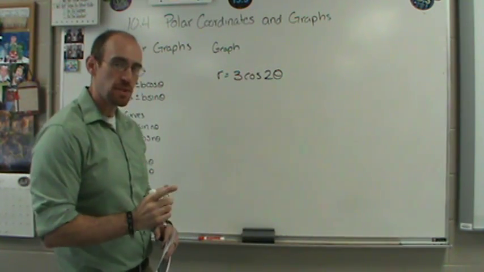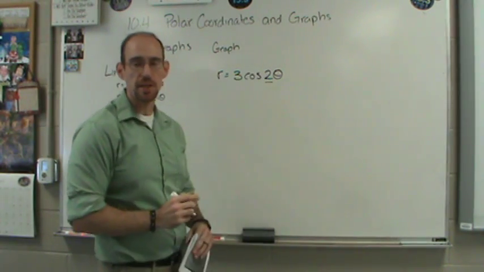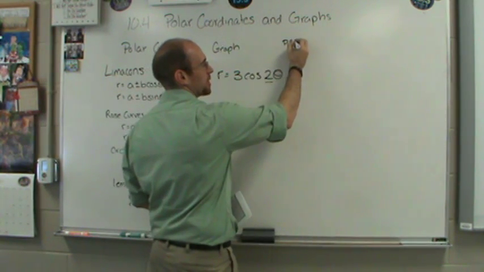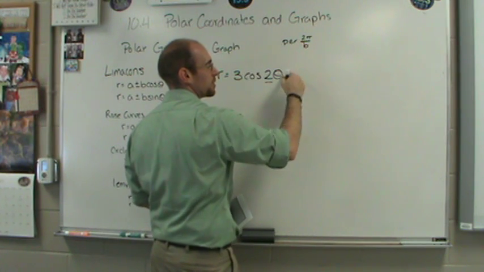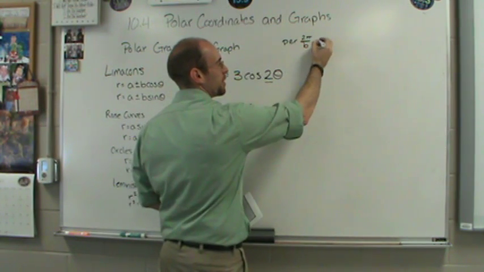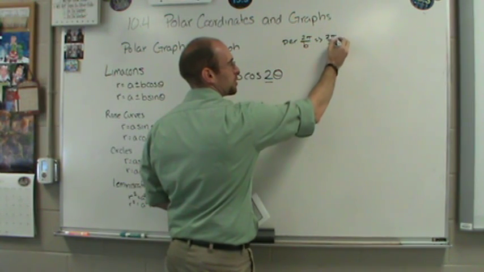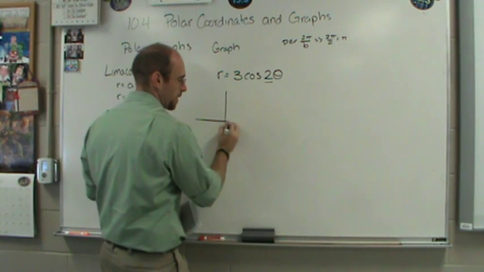All right, graph's a little different because now we have a 2 in here. And remember, that changes the period of my sine and cosine. The period for sine and cosine is always 2 pi over b. So if I put a 2 in there, my new period is going to be 2 pi over 2, which is just pi. So here's my graph.